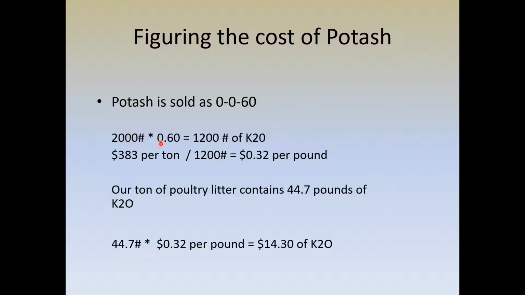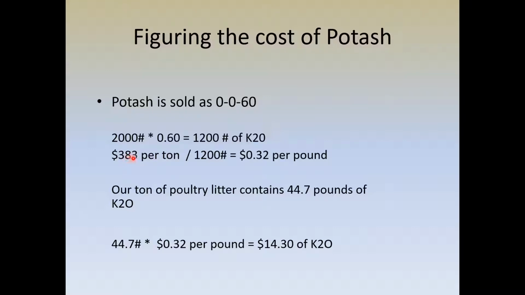If you look at the 2,000 pounds times the 60%, remember solid fertilizer, it's a percent of the product, you're actually buying 1,200 pounds of K2O when you buy a ton of 0-0-60 because it's 60%. So 2,000 pounds or 1 ton times 60% is 1,200 pounds of K2O. If you divide that by the price, their price when I asked them yesterday was $385 a ton.